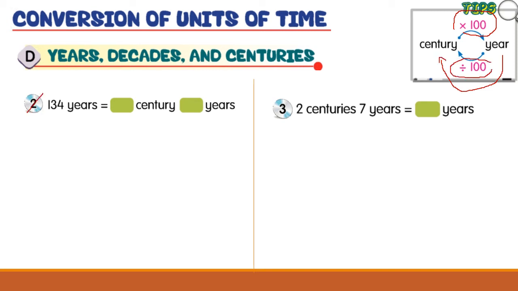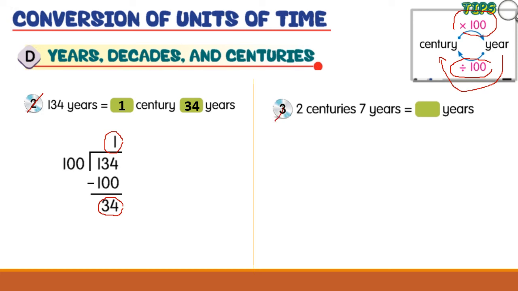Okay, look at this question. 134 years. That one is year to century. So year to century, we have to divide 100. So 134 year divided by 100. Okay, the answer at the top here, that one is century. And then the remainder at the bottom here, that one is in years. So 134 years, if you convert it into centuries and years, the answer is 1 century, 34 years.